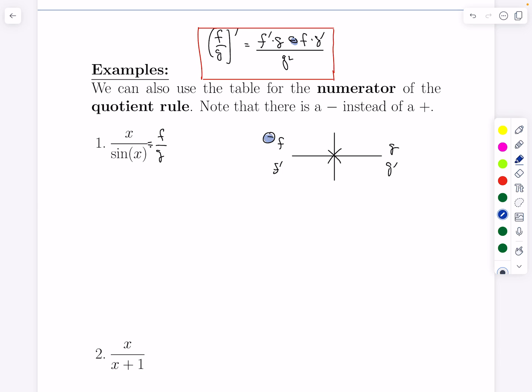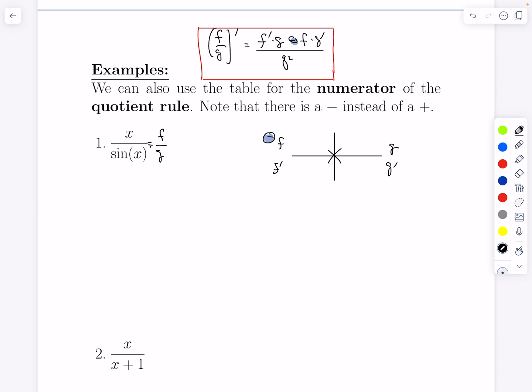Okay, try on your own. The first one, pause the recording and try on your own using the table. And if you feel confident, you can also try the second one. Okay, let's have a look.